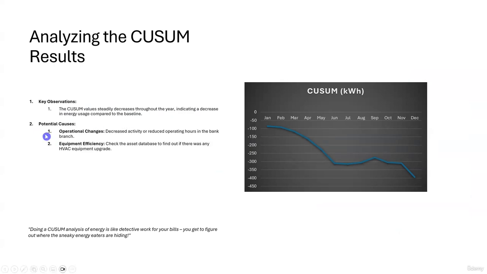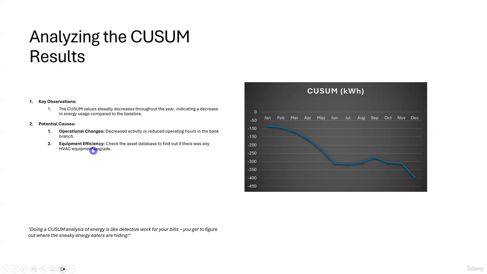So what might be the potential causes? Decreased activity or reduced operating hours. So say in year 2022, the bank actually had operating hours from 9 to 5 p.m. but year 2023 is 9 to 4 p.m. So the equipment is now running for a lower period of time, because it needs to heat or cool the building for a lower period of time. So that is why the energy consumption reduced.